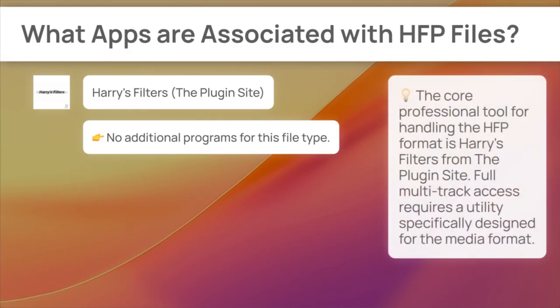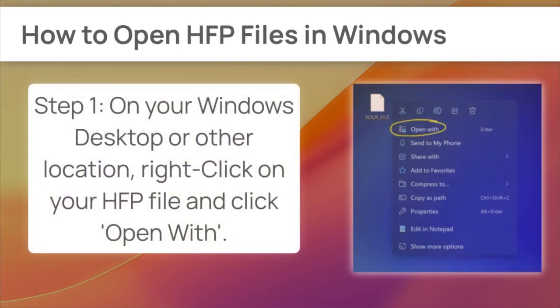Full multi-track access requires a utility specifically designed for the media format. Windows cannot detect misuse of parameters, so editing without guidance can cause issues. Your first move is to test all possible decoders.